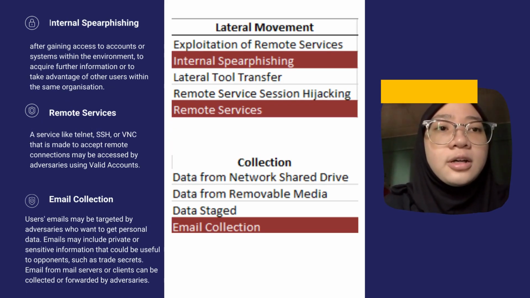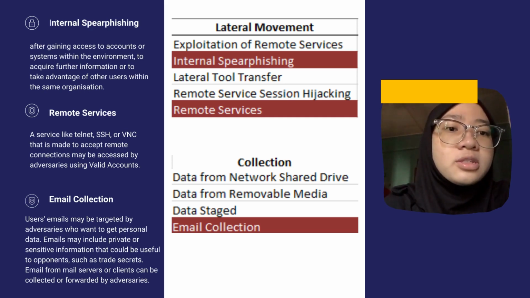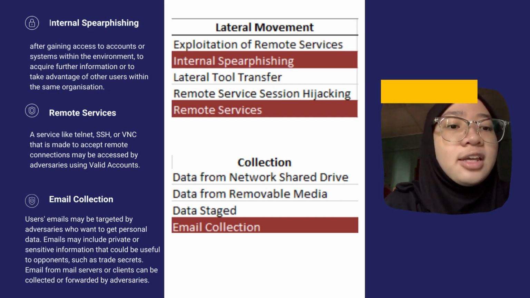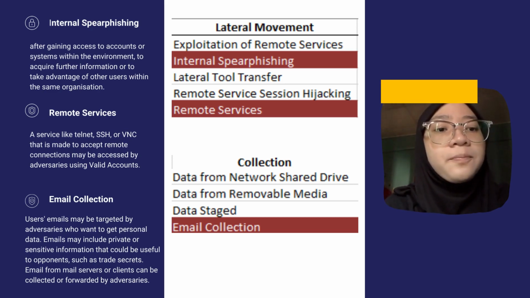As for the area, which is lateral movement, we'll be taking 2 parts. Firstly is internal spear phishing. After gaining access to accounts or systems within the environment, adversaries acquire further information or take advantage of other users within the same organization. Next is remote services. A service like Telnet, SSH, or VNC that is made to accept remote connections may be accessed by adversaries using valid accounts.